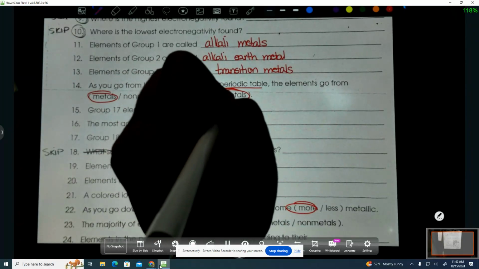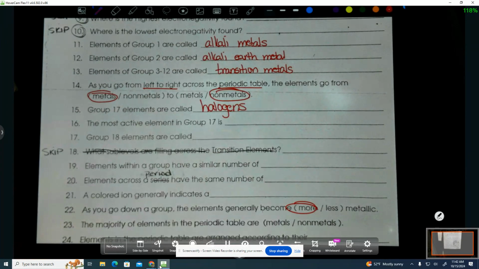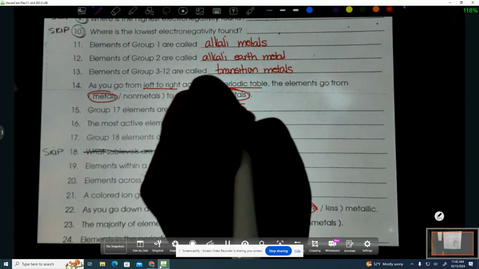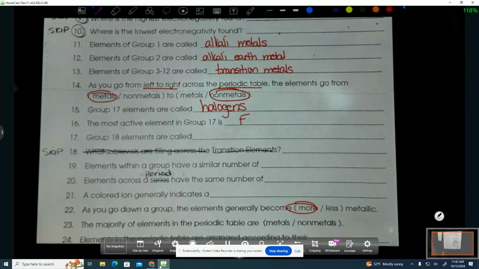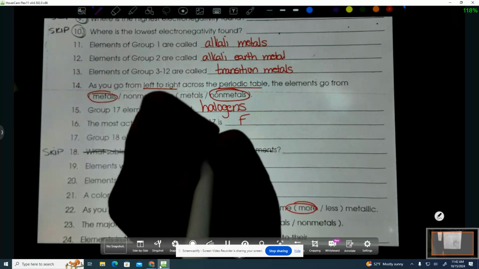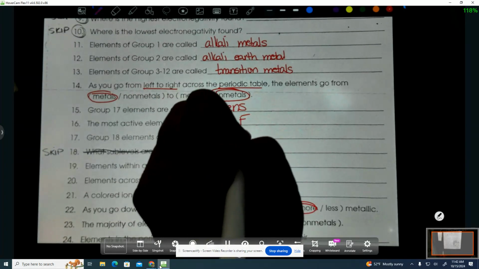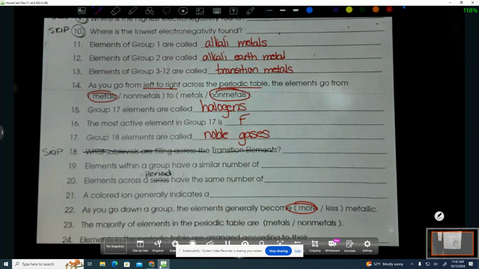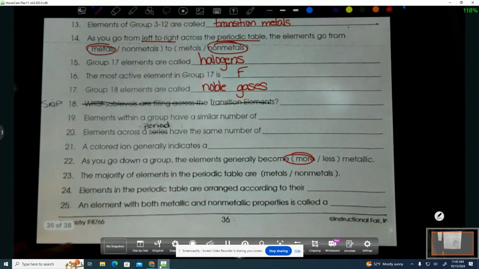Group 17 are called the halogens, also known as salt formers. And the most active element in group 17 is going to be fluorine. Group 18 are called the noble gases. All right, we skipped 17 and 18.